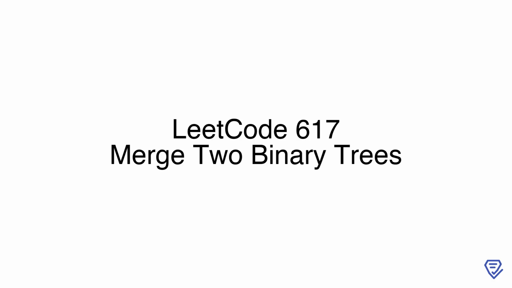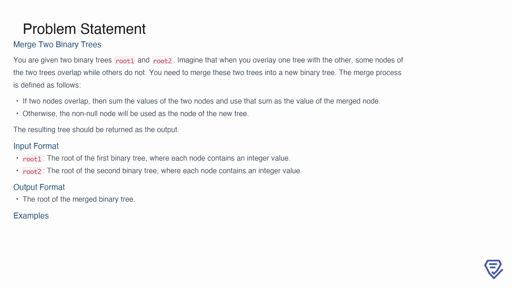Let's get started. In this problem, we are tasked with merging two binary trees, root 1 and root 2. Imagine overlaying one tree on top of the other. If two nodes from the trees overlap at the same position, we add their values together to create the value of the merged node. However, if a node exists in only one of the trees, that node will simply be part of the merged tree as is. The final output is the root of this new, merged binary tree.